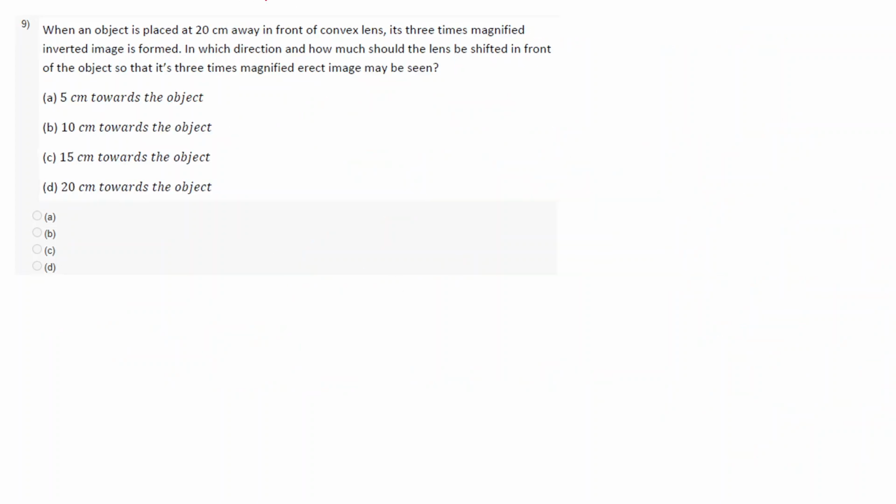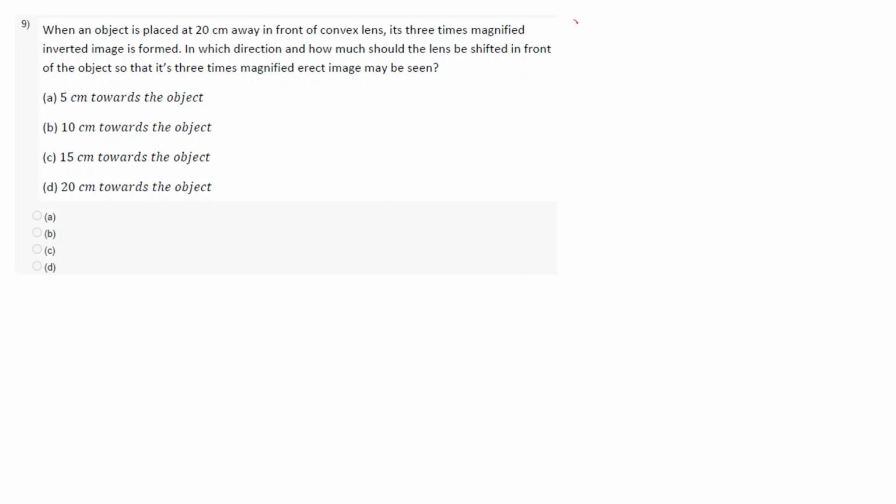Next question is, when an object is placed at 20 centimeter in front of a convex lens, its 3 times magnified inverted image is formed. In which direction and how much should the lens be shifted in front of the object so that its 3 times magnified erect image may be seen?